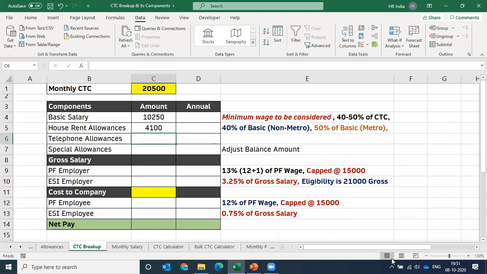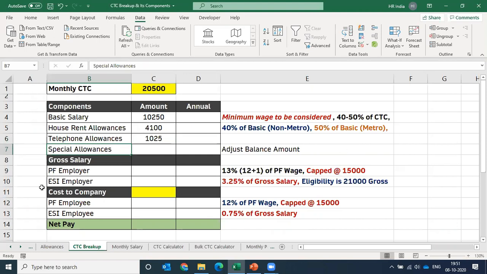So for that purpose, you should always consider some realistic amount, right? So somewhere around 10% of basic salary will work for this kind of allowance, right? So basic salary multiplied by 10%, we get around 1025. That is somehow a reasonable amount for the telephone expenditure, telephone allowance, right? 1025 rupees. Next allowance we have is the special allowance.